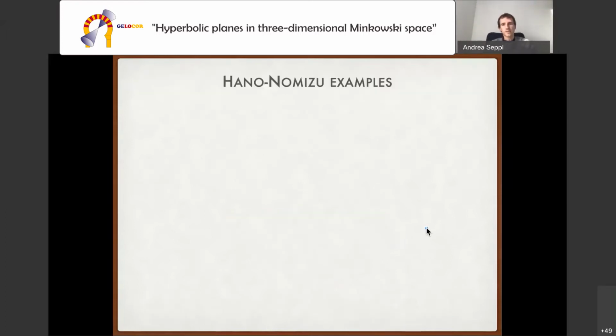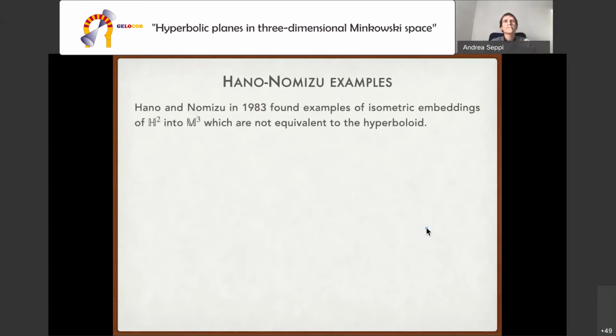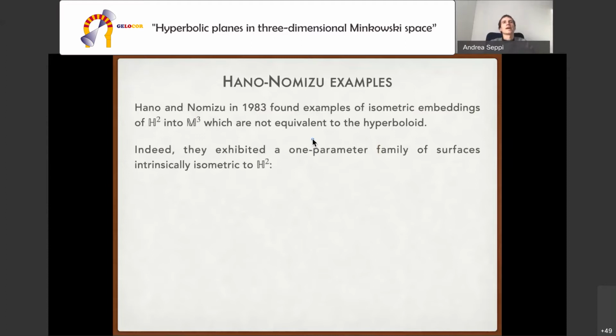Hano and Nomizu in '83 found some examples of other copies of H2 in Minkowski 3-space, some isometric embeddings of H2 into M3 which are not equivalent to the hyperboloid. So the induced metric is the same, but of course the extrinsic geometry is different. In fact, they didn't just find some sporadic examples, they produced a one-parameter family of examples.